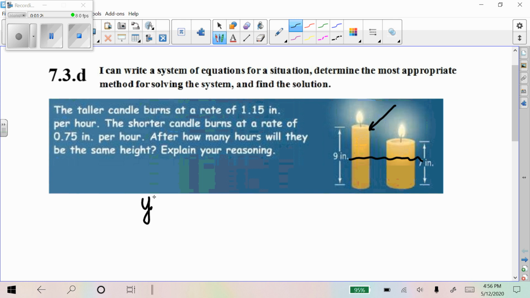Let's let y equal the height of the taller candle. It's 9 inches, but then we're going to subtract 1.15 inches for every hour that it burns. So let's let x be the number of hours. So x is our hours, and y is the height of the candle. Okay. Now, using a similar idea for the shorter candle, the height, y again, is equal to the initial height of the candle, which is 7 inches, minus how much is burned each hour.